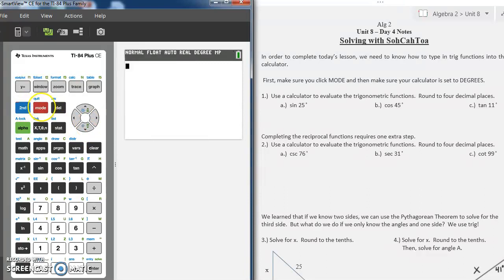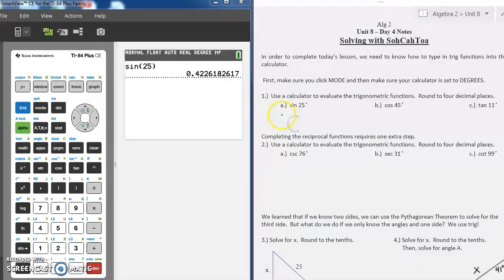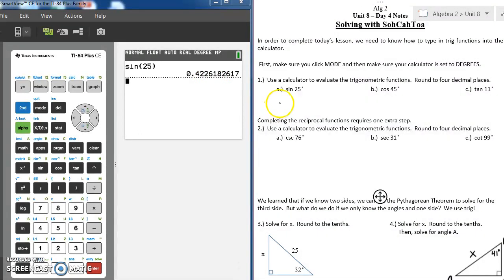Now mine is in degrees, so I'm going to quit out of here. And then I'm just going to go ahead and type sine. Sine is right above 7, 2 buttons above 7. So sine of, and then 25, close it up and press enter. It did say round to 4 decimal places, so I'm going to cut it off after the 6. And since it's a 1, 6 will stay. So it's 0.4226.